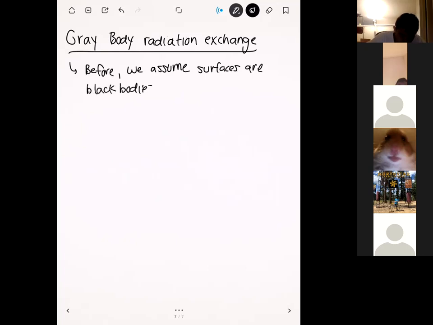And if you remember, what this basically means is that its emissivity is 1, okay? And so it's a perfect emitter. And also its absorptivity is 1. And this last part here is key because what this basically tells you is that any radiation that hits onto a black body is going to be absorbed.